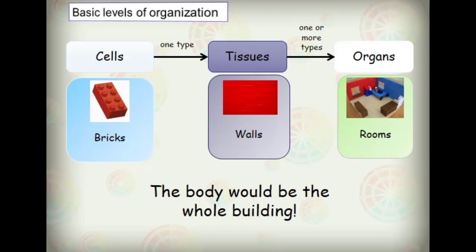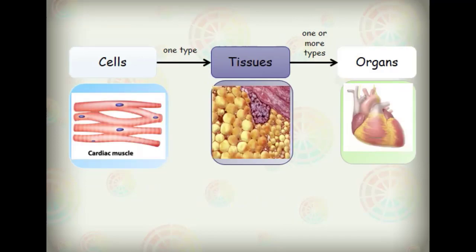The simplest one is the cell, that's represented in this example by the bricks. And then these bricks combine to form walls, same types of bricks. And then these walls, different types of walls, different colors and different shapes, they form the room. That way your body will be representing a whole building. Let me carry this example to your body.